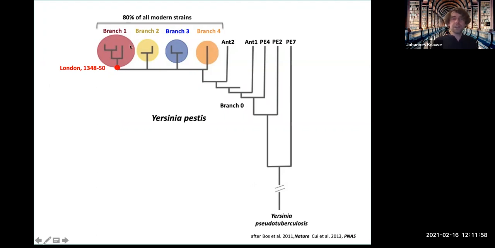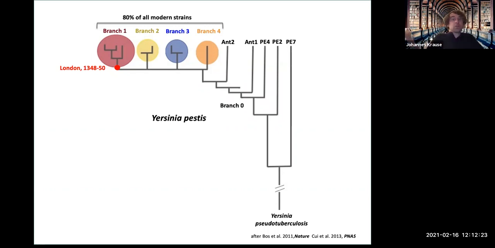It actually falls here on this branch 1 as the common ancestor of all the genomes that fall in this branch 1 today. So it's the mother, if you want, of most of the diversity found in the world today, and basically all the strains that are part of this branch 1. So the one you find in the Grand Canyon, the one you find in Madagascar, you find still in China and in Central Asia, they're all going back to this London strain from the Black Death.